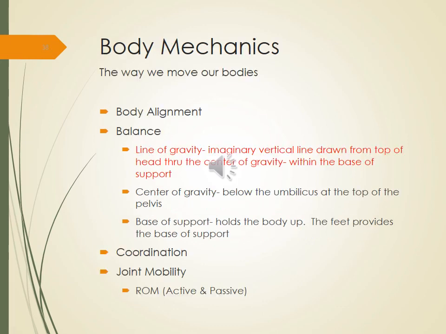Body mechanics, this is the way we move our bodies. We have body alignment, balance. There's 3 different ones. You have your line of gravity, which is an imaginary vertical line drawn from the top of your head through the center of gravity. It's within the base of support. You have your center of gravity, which is below the umbilicus at the top of the pelvis, and then your base of support holds the body up. The feet provide that base. You also have coordination and you have joint mobility, so range of motion, whether it's active or whether it's passive.